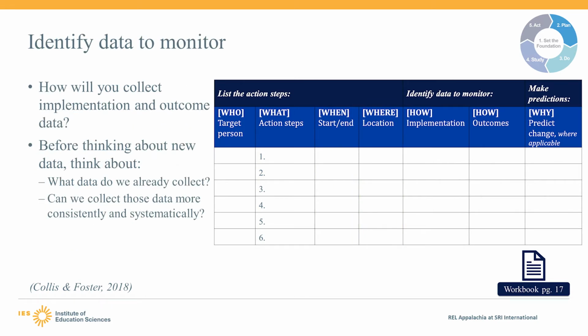As part of your plan, you will determine how to assess your improvement effort by identifying what data to monitor. As a reminder, we identified which data to monitor during the Set the Foundation phase. The improvement team will collect 2 types of data. First, the team will collect implementation data to see if the action steps were carried out as planned. And second, the team will collect outcome data to see if the evidence-based practice is leading to the expected change in student outcomes. Think about data you already have or can easily adjust.